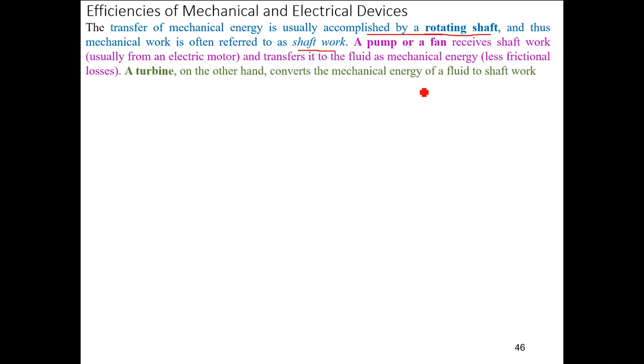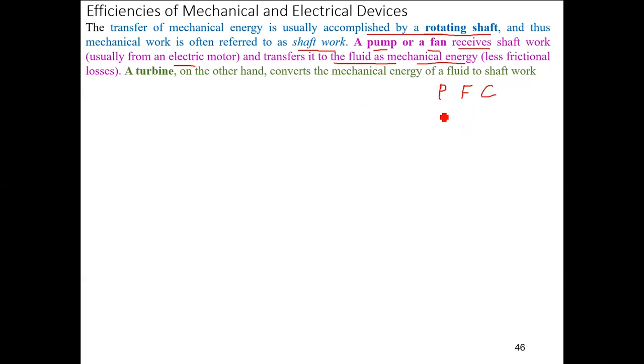Now, there are two kinds of devices with regards to shaft work. One is basically a pump or fan, which receives the shaft work in the form of an electric motor and transfers it to the fluid as mechanical energy. Whenever I refer to pump in this chapter, pump would comprise pump, fan, or compressor.